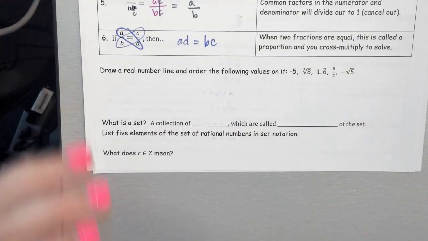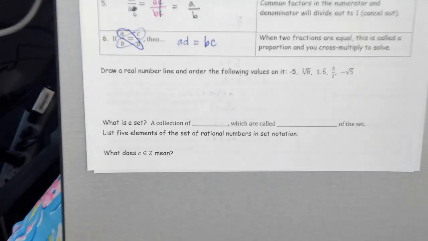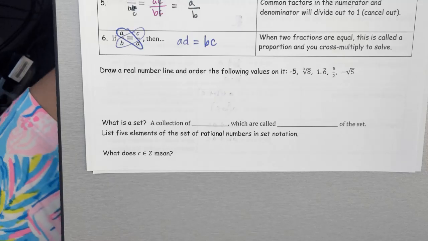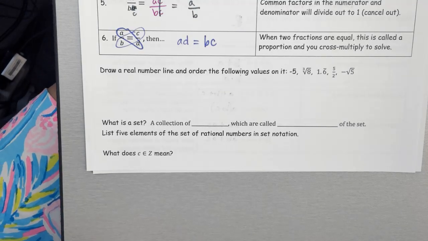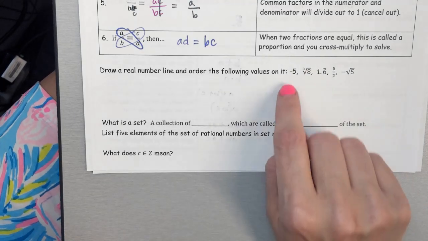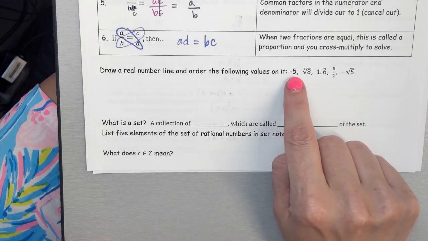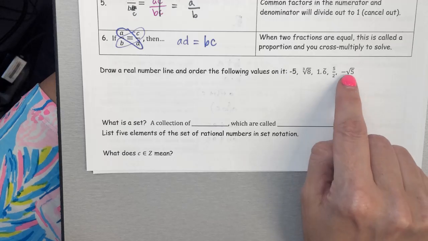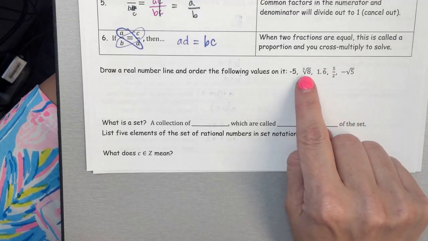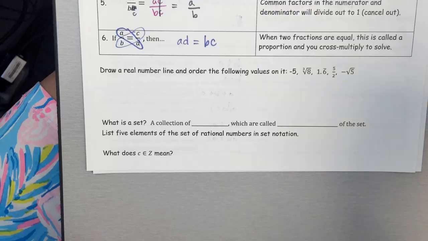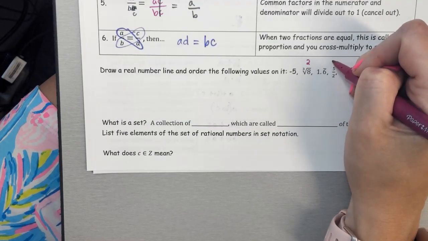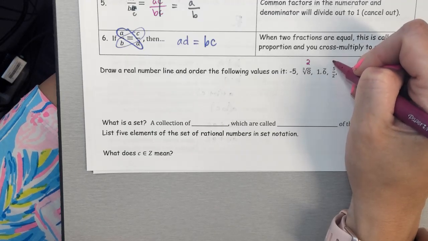All right, and the next thing we're going to do is draw a number line, a real number line, and order the following values on it, and we're doing this without a calculator. So before we make our number line, let's decide what values we have to include. So we have negative 5, cube root of 8, 1.6 repeating, 5 over 2, and negative root 5. So the cube root of 8, what does that simplify to? 2. Okay, 5 over 2 is, what's that as a decimal?